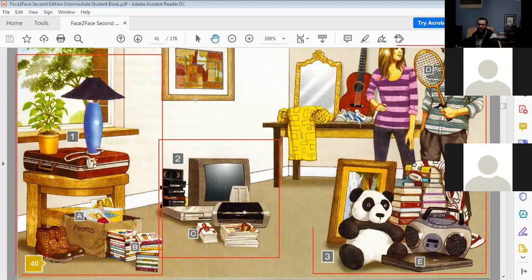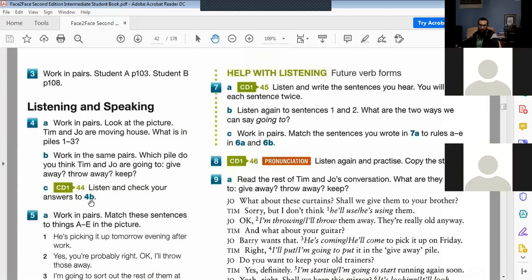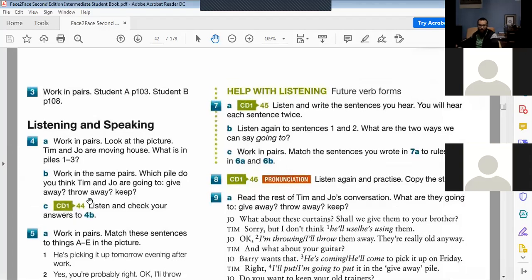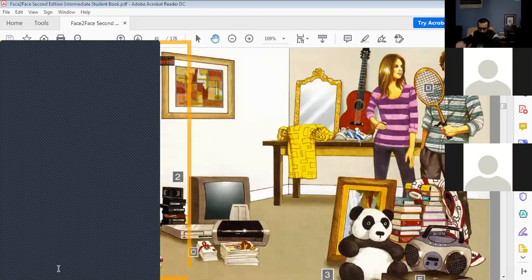I'm just getting your guesses because we need to know the story behind each item, right? Because if we know a little more about the printer, about the laptop, about the photo, a little more about them from Joe and Tim, maybe we can understand why they're going to keep one of the piles, why they're going to give away one of the piles, and why they're going to throw away one of the piles. So this means we need to listen. Number 44, CD1, 44. Let's listen. Let me take you to the track.